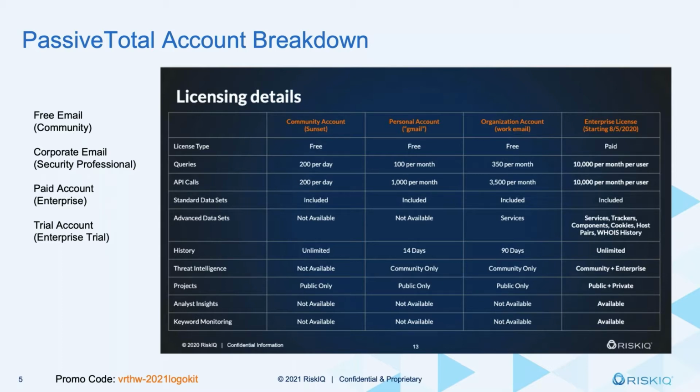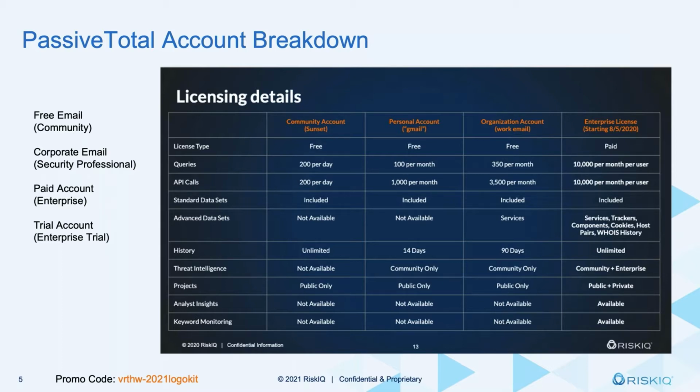Now, the number of queries that you get, it's basically between 200 to 350 queries a day if you're using corporate or free email accounts. And if you have the enterprise account, it's about 10,000 a month that we give you. We give you enough to do whatever you need to do.